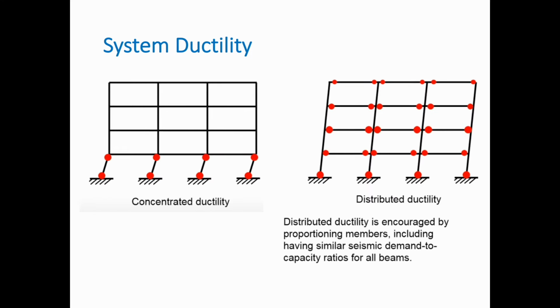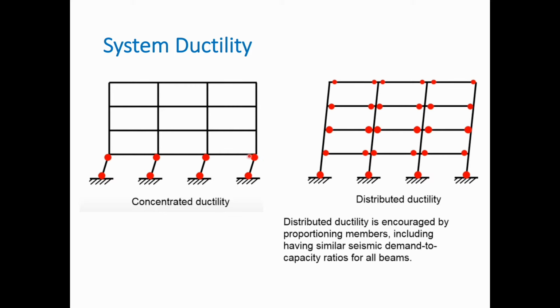So here we see a classic example, as we saw before, of a non-dissipative structure where we get this interstory, the first story, the soft story mechanism in this particular case, of a concentrated ductility in the first story and the plastic hinges located in the columns. So this is something that definitely we want to avoid.